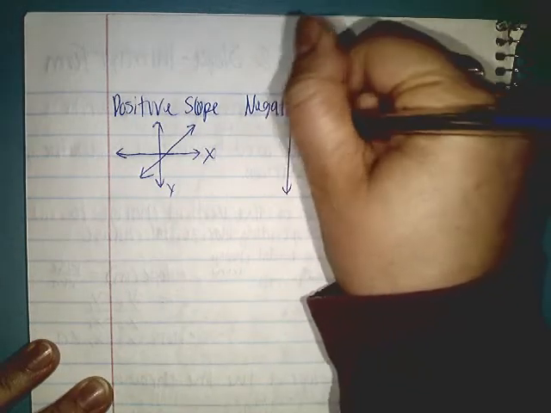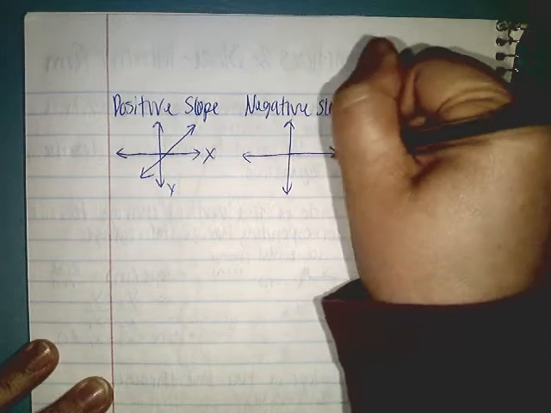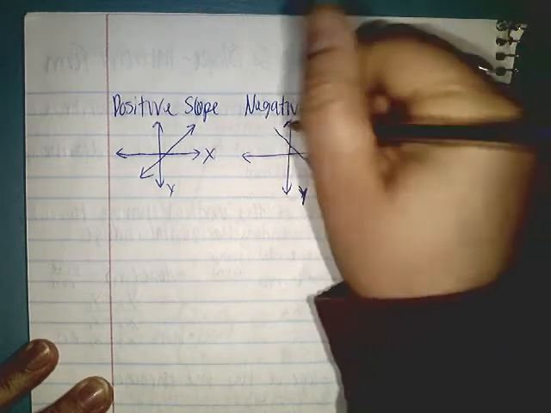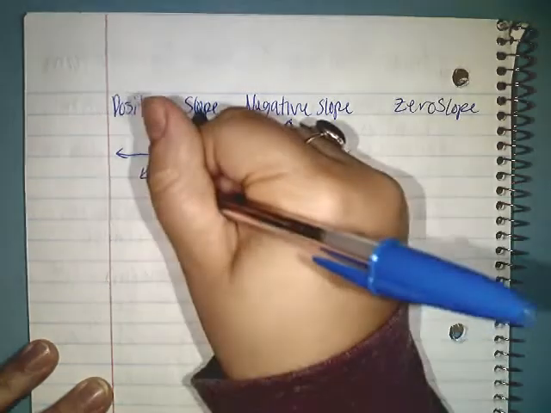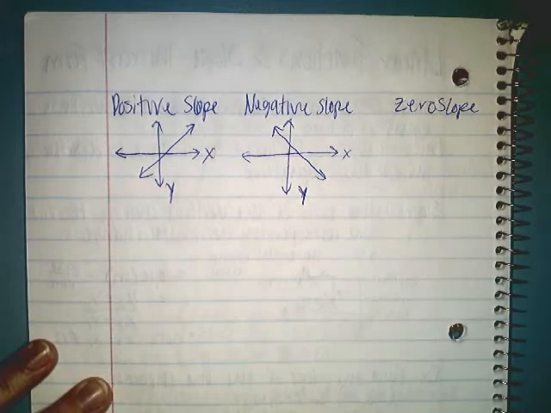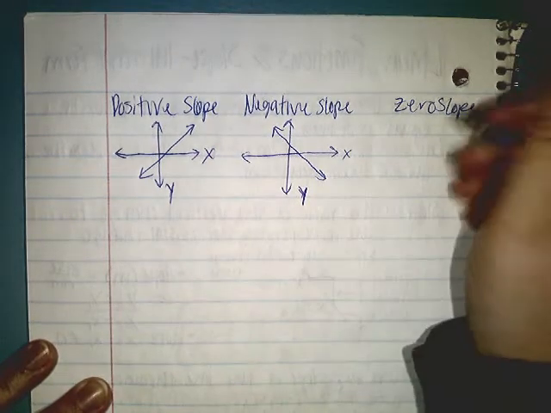Negative slope will obviously be the opposite. So again, x, y axes, but this time it's going down from left to right. So you read slopes the same way you read words, from left to right. Up left to right is positive, down left to right is negative.